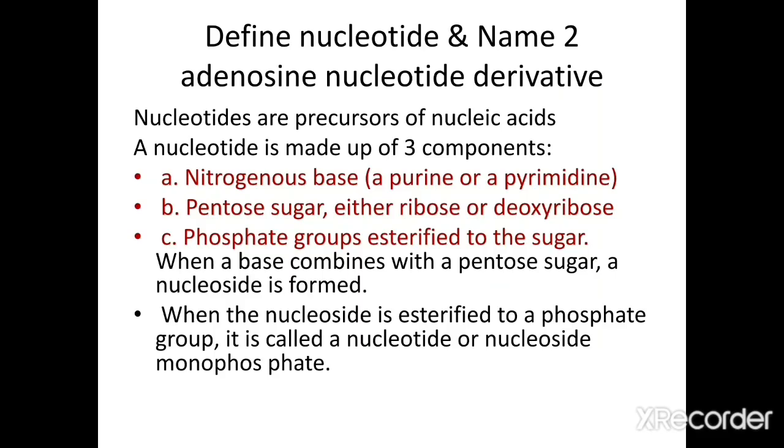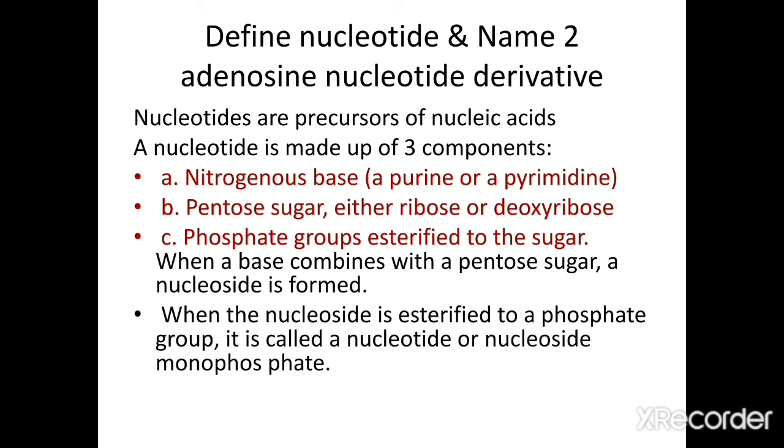Next question is, define nucleotide and name two adenosine nucleotide derivatives. Nucleotides are precursors of nucleic acid, and a nucleotide is made up of 3 components: a nitrogenous base, which can be a purine or pyrimidine, a pentose sugar, either ribose or deoxyribose, then a phosphate group esterified to this sugar.